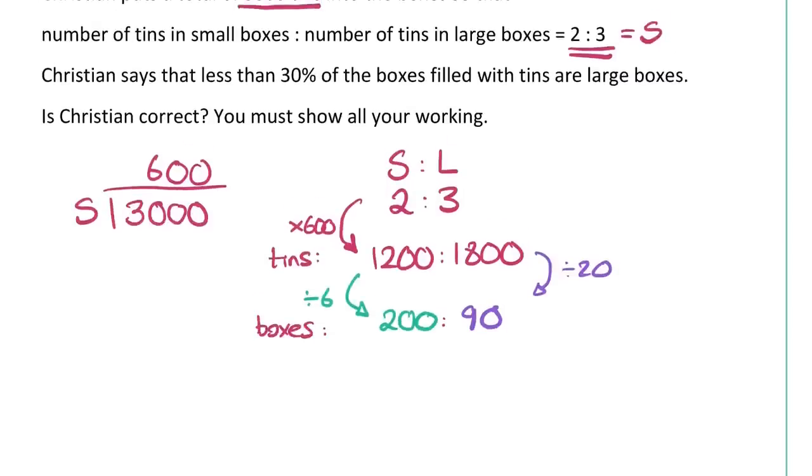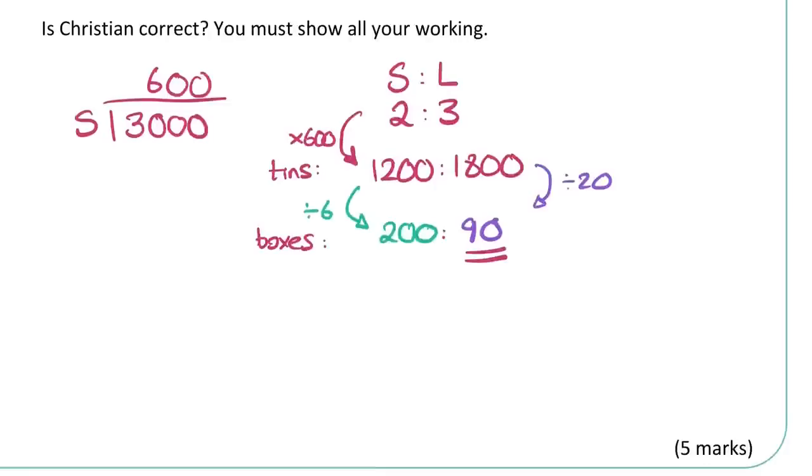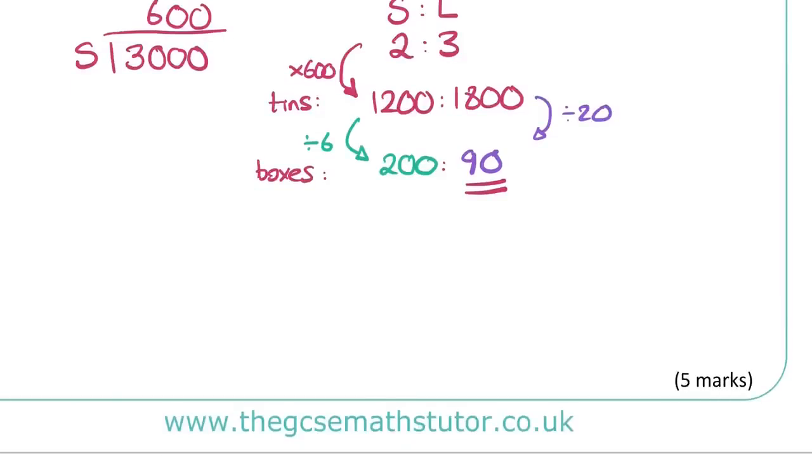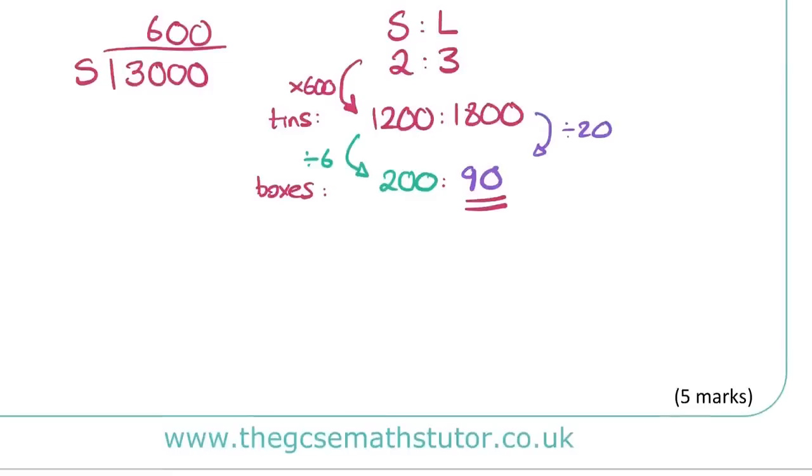So looking at the question, it says Christian says less than 30% of the boxes filled with tins are large boxes. Well, here are our large boxes. There are 90 out of the total, which is 290. So, can we work out the 30%? Is 90 30% of the total 290?